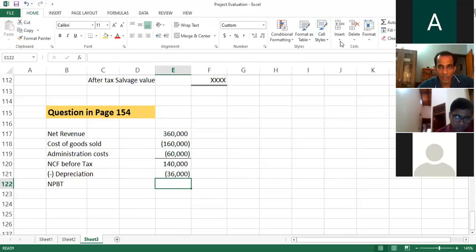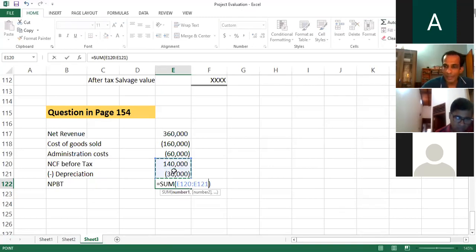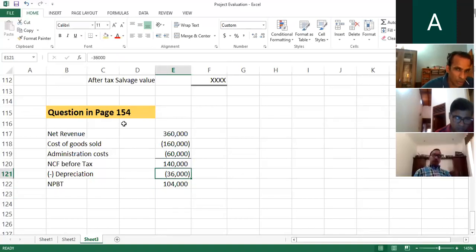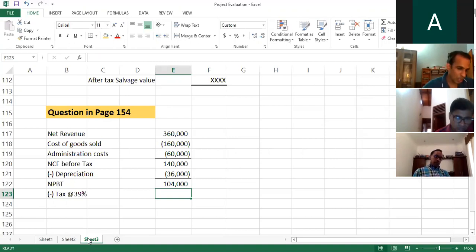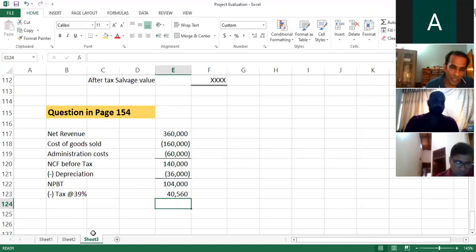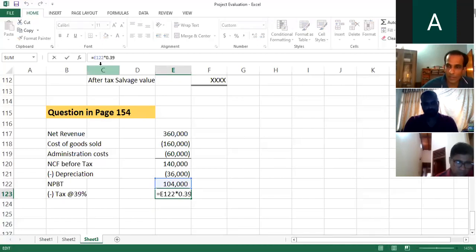What is the net profit before tax? That is 104,000, right? And from that, we need to deduct tax. We have to calculate tax based on the net profit before tax. What is the tax rate? The tax rate is 39%. So we have to calculate 39% of 104,000. That is 40,560. To calculate the tax component, don't you deduct the interest also at this time?